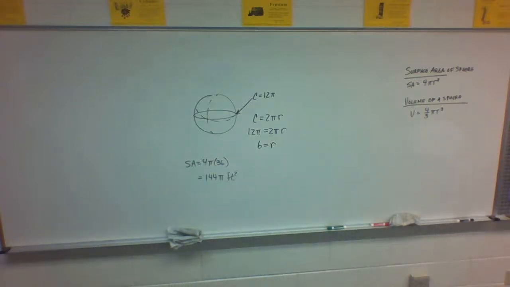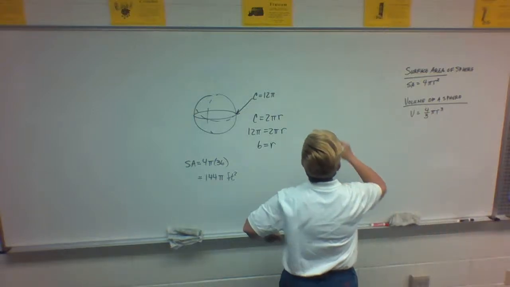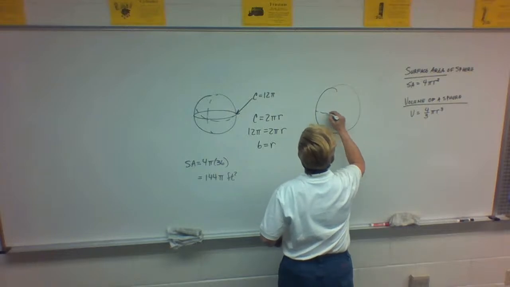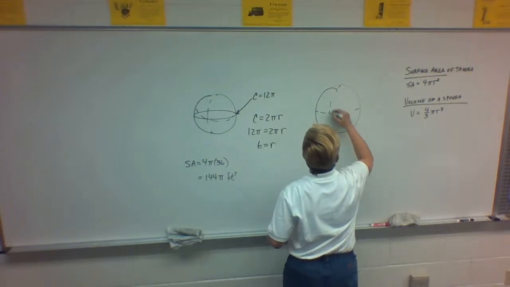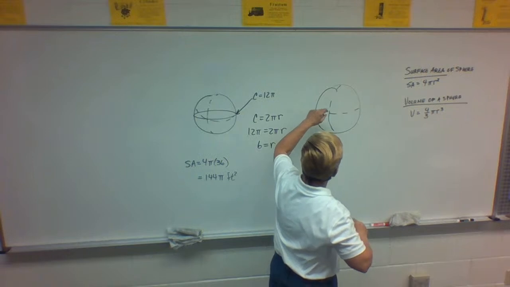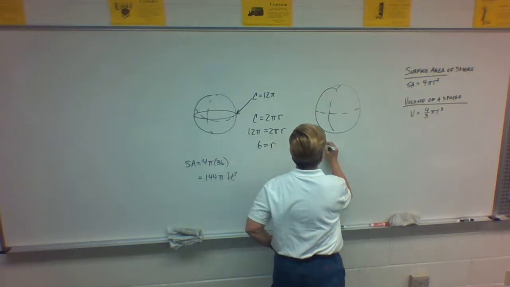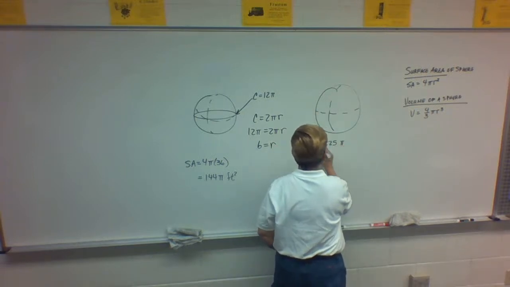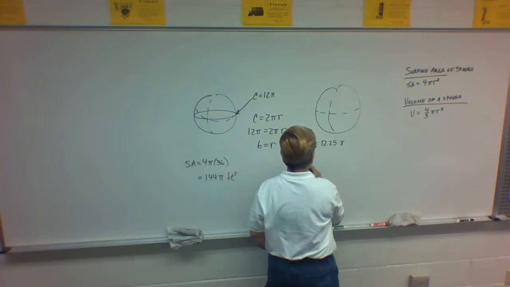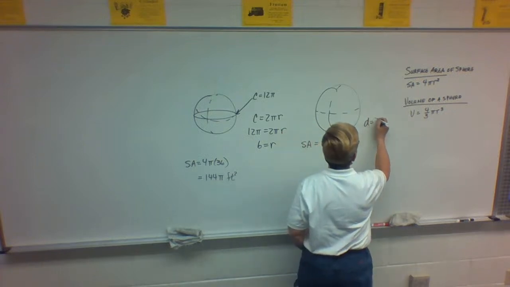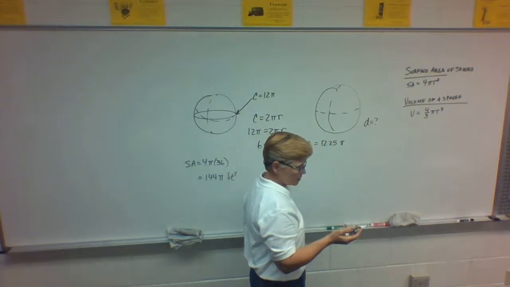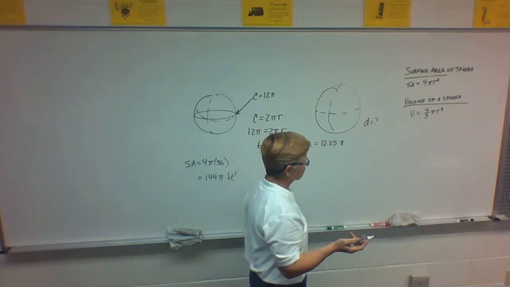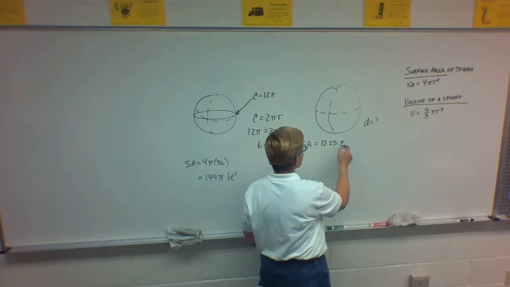Look at example 2. It says find the diameter of the sphere. And all they give us is the surface area is 20.25 pi. So here's our deal. We've got a sphere, and it takes 20.25 pi to wrap it up. That's the surface area. And they want to know what's the diameter. Well, if I knew the radius, the diameter is easy, right?